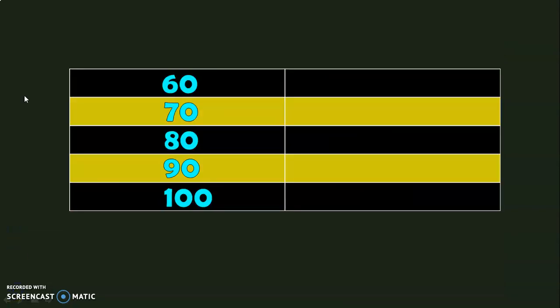Now let us write the Roman numerals for the numbers 60, 70, 80, 90 and 100. This will help you build the remaining numbers. We know that 50 is L. So 60 will be 50 plus 10, 60. 70 will be 50 plus 10 plus 10, 70.